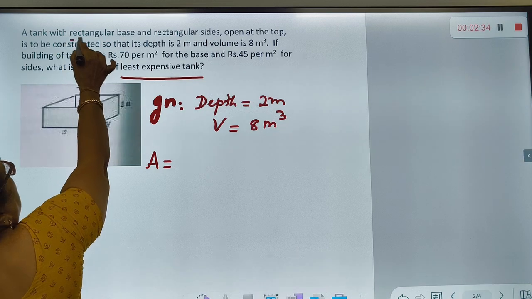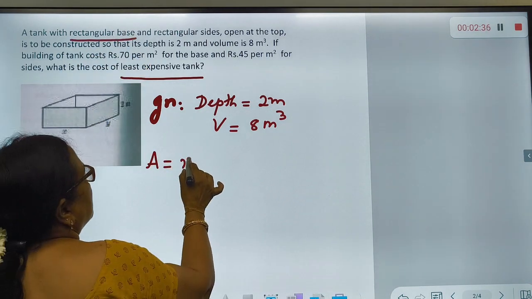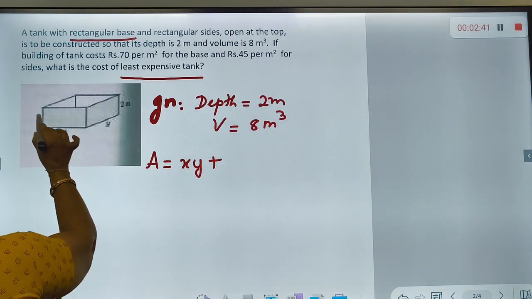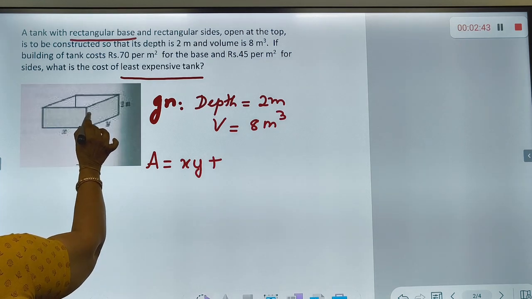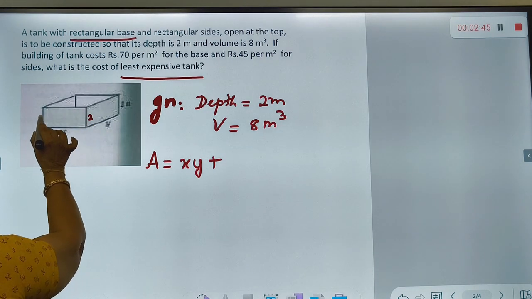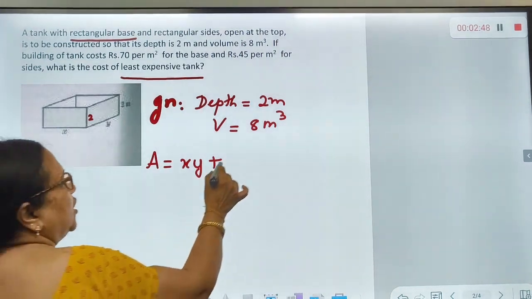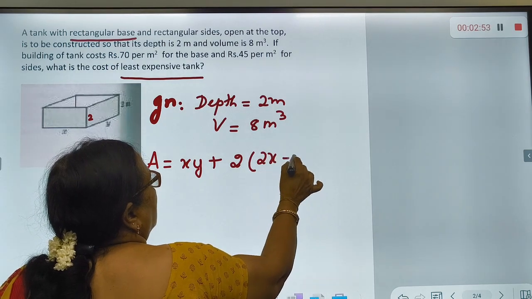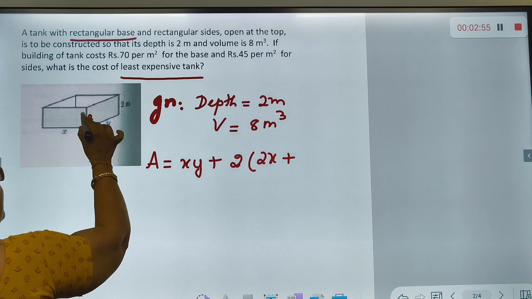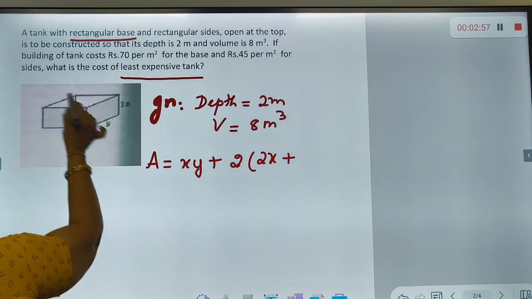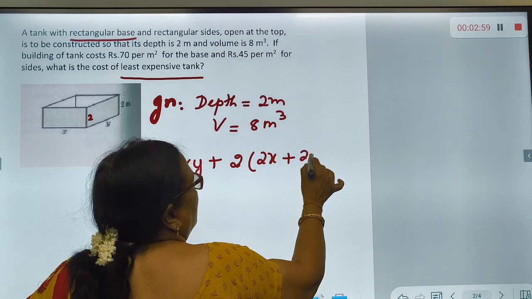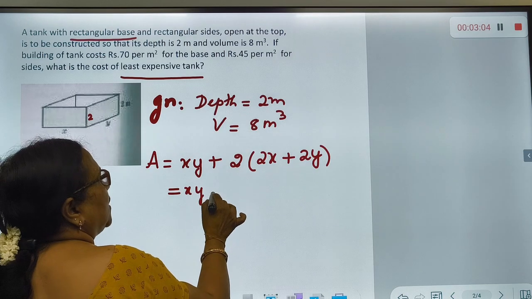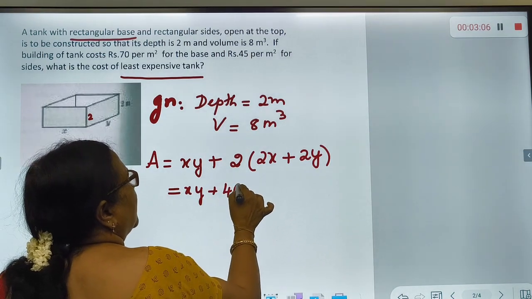It's a rectangular base. So bottom will be x into y plus, if you look at the sides, this is x whereas the height is 2. So this will be 2x, but it will be there on both sides. So 2 times 2x plus, similarly the area of this side is 2 into y, 2y. There are 2 of them. So plus 2y. So this will be xy plus 4 into x plus y.